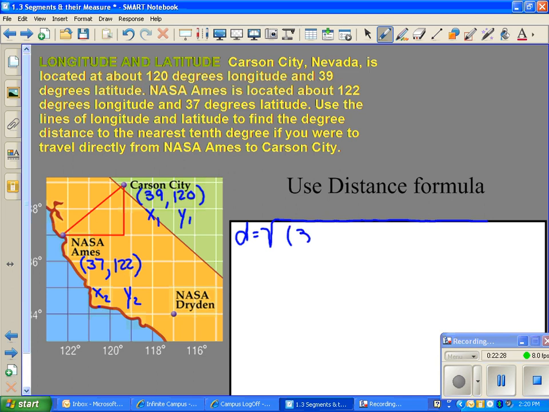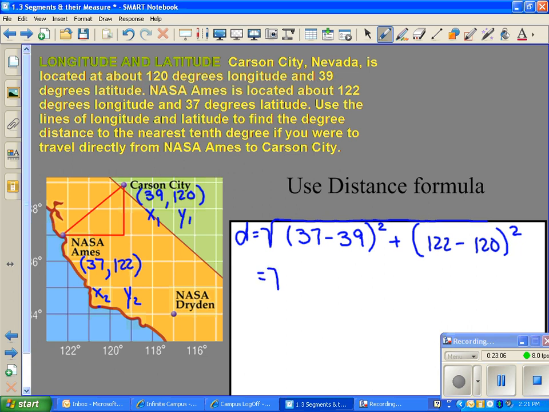So x of 2, 37 minus 39, square that whole quantity, plus, if I got it from 37, then I have to get 122. It doesn't matter which one's first, as long as if you choose 37 to be first on the x's, then 122 has to be first on the y's. If you choose 39 to be first, then 120 has to be first on the y's. They've got to line up with each other. So 122 minus 120 squared.